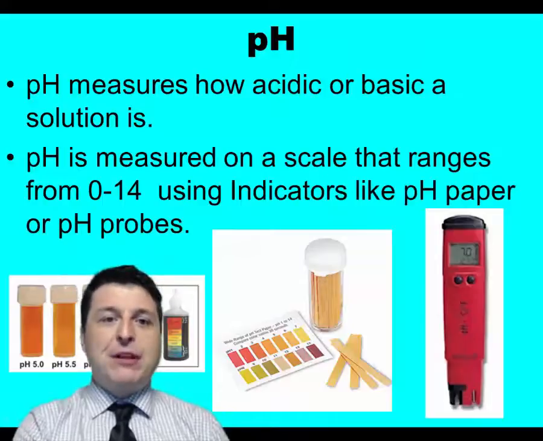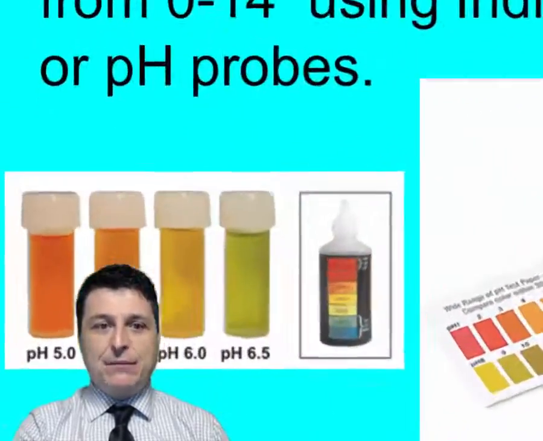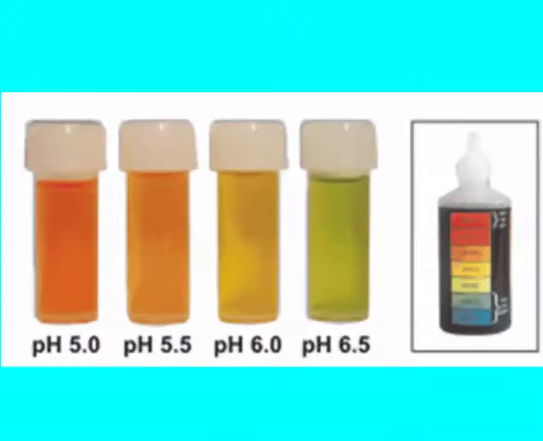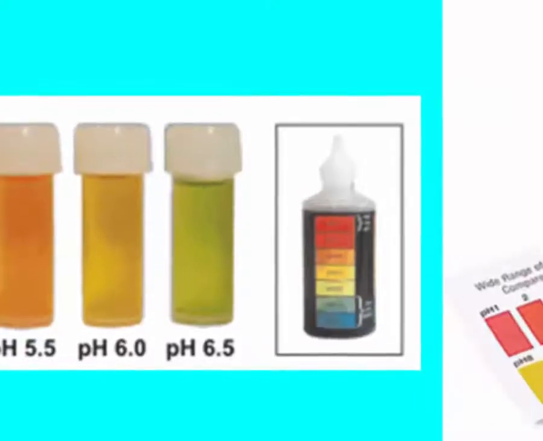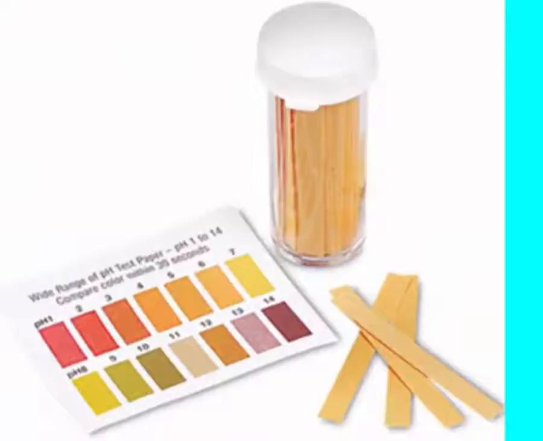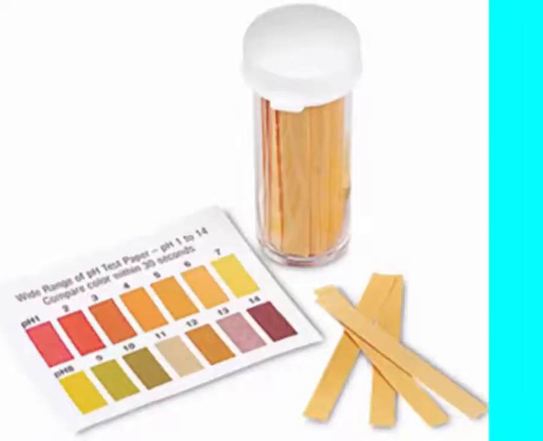We can make this measurement using some sort of indicator. It could be a chemical indicator. When you add the chemical indicator to the solution, it'll change colors, which will indicate a particular pH. Sometimes those indicator chemicals are infused into paper to create pH strips. When you dip the pH strip into the solution, it changes color and indicates a particular pH, whether acid or base.